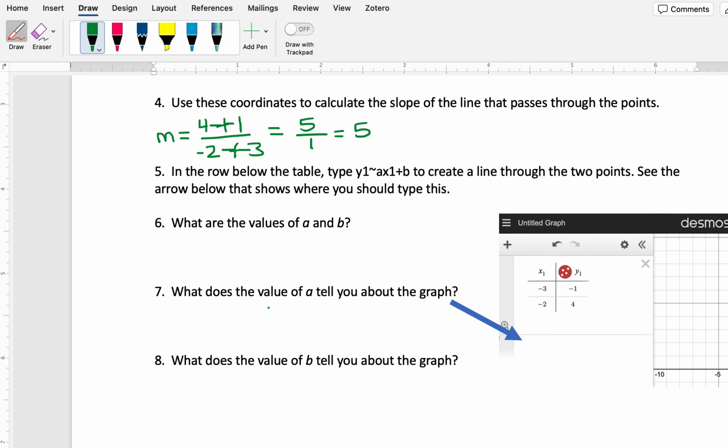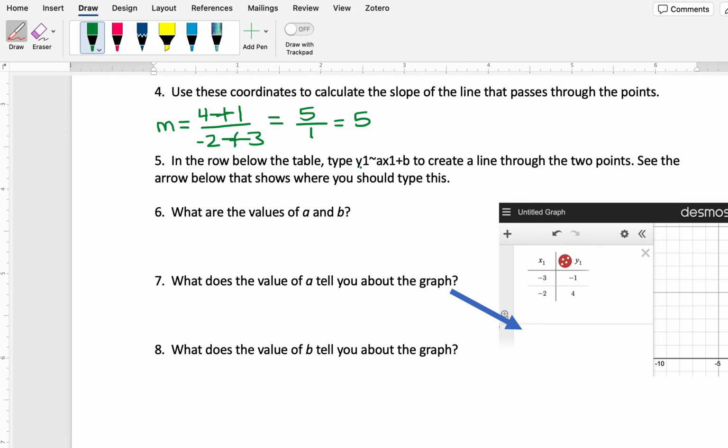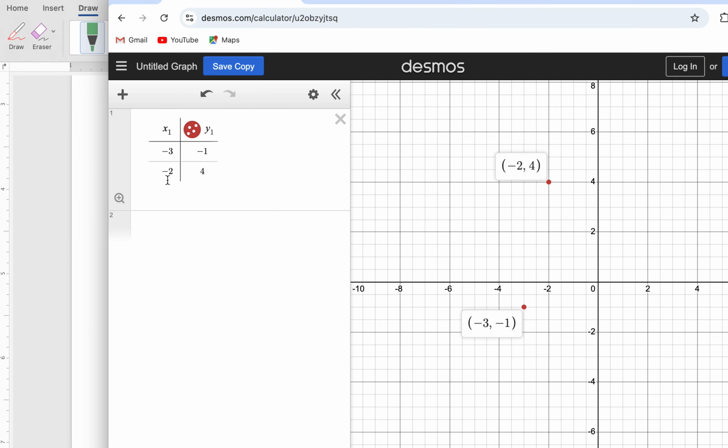Now what we're going to do is type this equation into the row below the table. The picture here shows where you're going to type it. It's a little bit easy to type in the wrong place. You don't want to type in this box where the table is. You want to type in this row that says row 2. So I'm going to click on that and I'm going to type the equation. Copying and pasting generally doesn't work here. You have to type it.